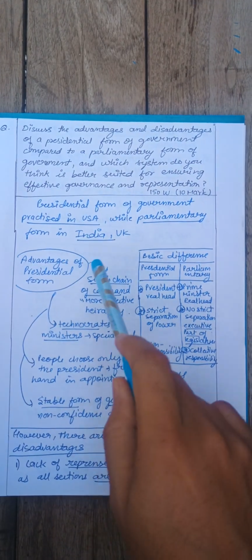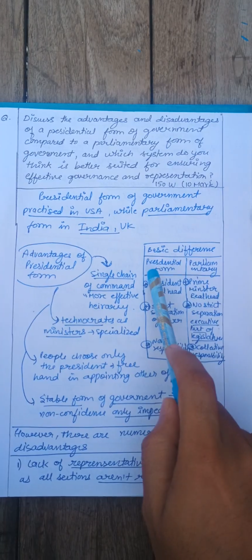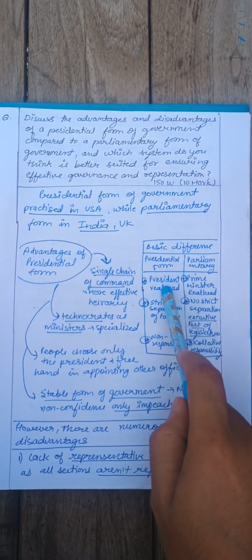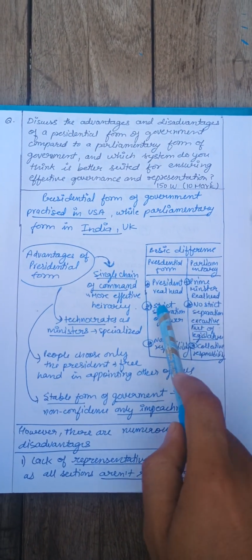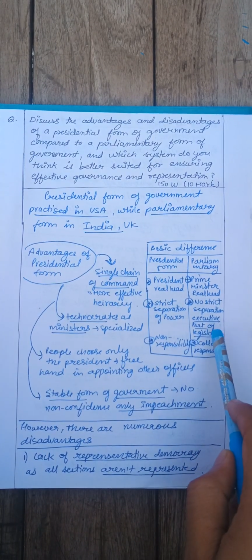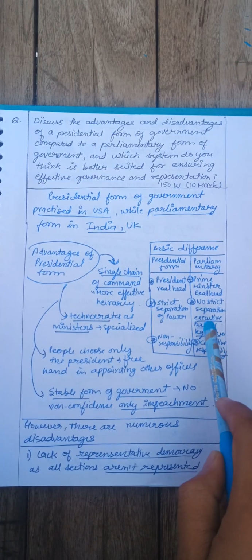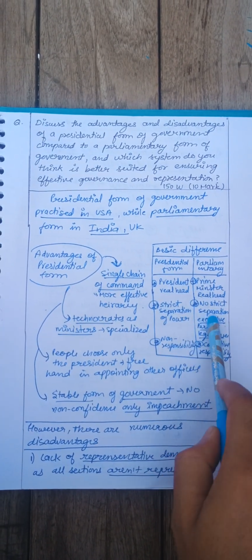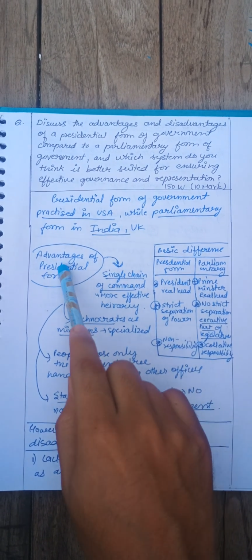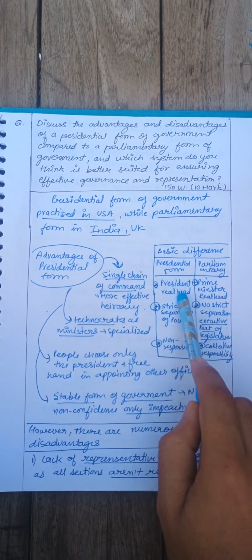Then we intentionally introduced a table here, that is basic difference between presidential form and parliamentary form. In presidential, the real head is the president, in parliamentary the prime minister is the real head. Strict separation of power versus no strict separation. Executive is not part of legislature versus executive is part of legislature. Non responsibility and collective responsibility. So we have intentionally introduced this, and in this section only we can easily get 2.5 to 3 marks, 1.5 marks for this and 1.5 marks for both of this.